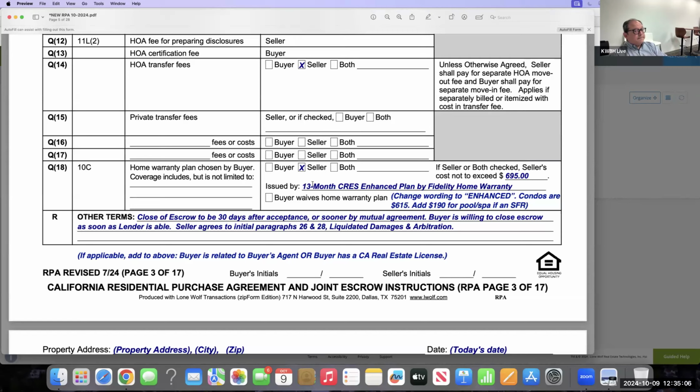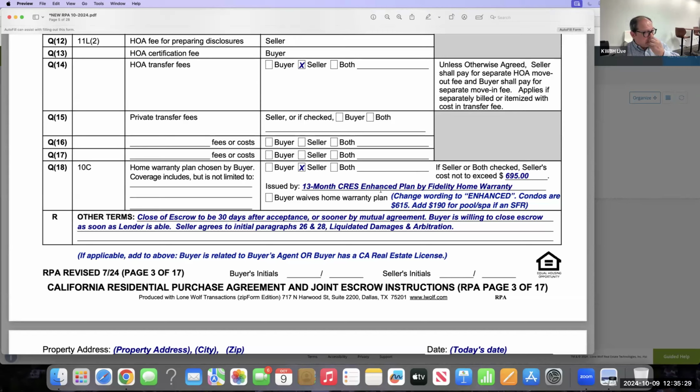What's the maximum that you can ask the seller to pay for a home warranty? You can ask whatever you want. It has to be agreed, right? Everything is agreed. So I like this CRESS enhanced policy. Select the checkbox. Select the 13-month CRESS enhanced plan. Make sure you change the wording to enhanced, because by default, it's not the enhanced plan.